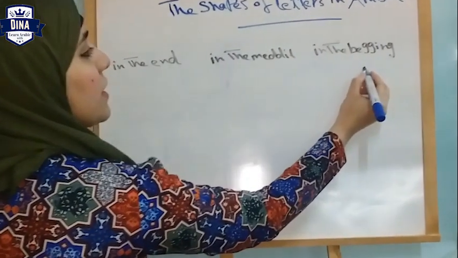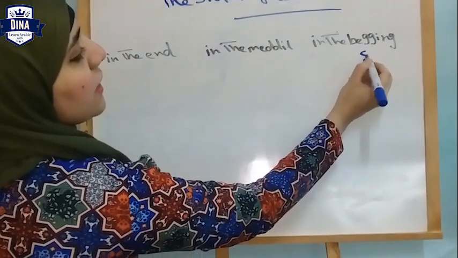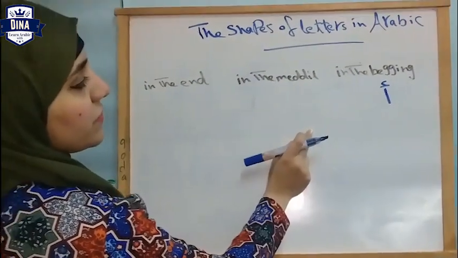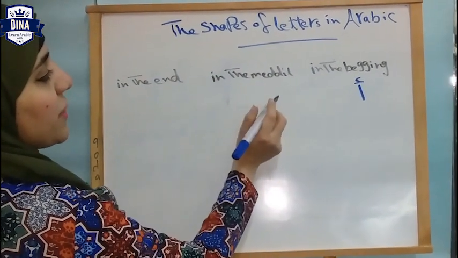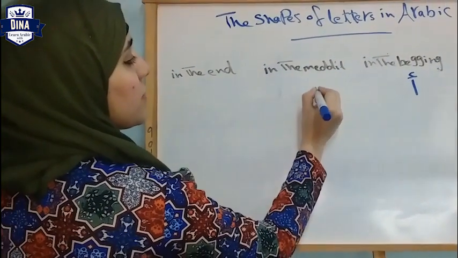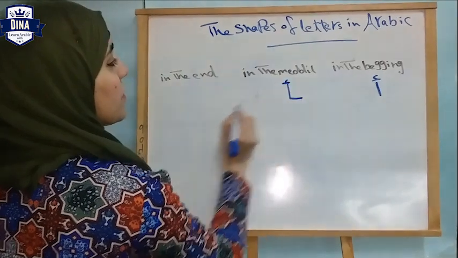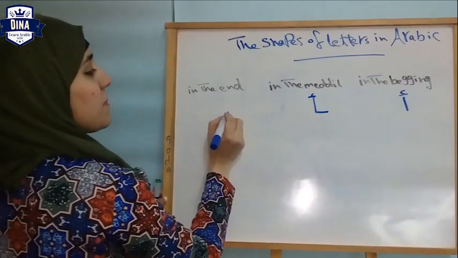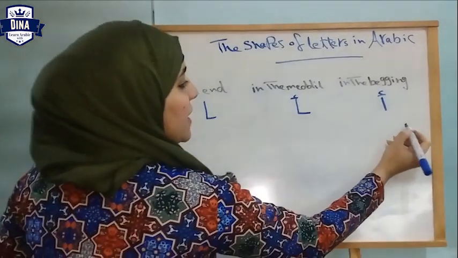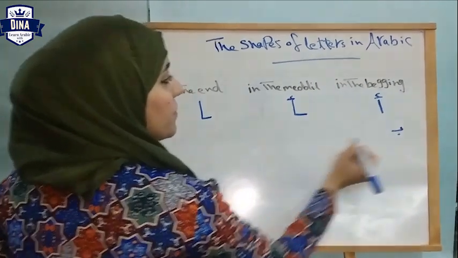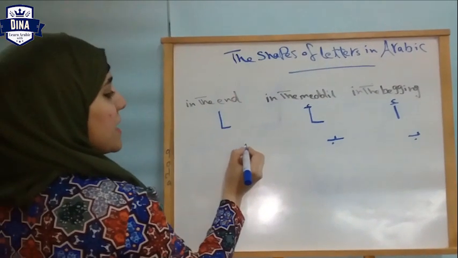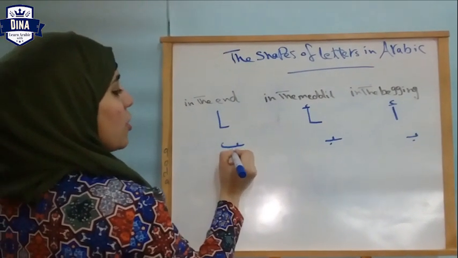Alif is a shape in the beginning, and when it comes in the middle it becomes this shape. In the end it becomes this shape. Ba in the beginning, Ba in the middle, Ba in the end of words.